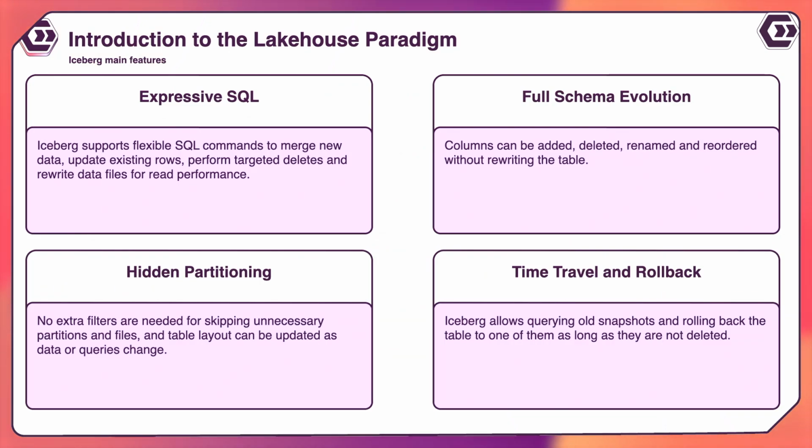So Iceberg has 4 main features. Iceberg supports flexible SQL commands to merge new data, update and delete existing rows, and optimize data files. Iceberg also enables seamless schema evolution, allowing columns to be added, removed, renamed, and reordered without requiring a full rewrite of the data. Iceberg's hidden partition feature eliminates the need for extra complicated features to skip processing some of the data files. Iceberg allows querying all the snapshots of the data and drilling back to a previous state of the table as long as those snapshots have not been deleted.